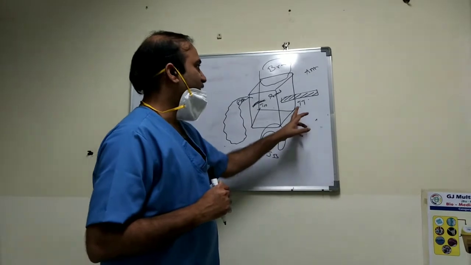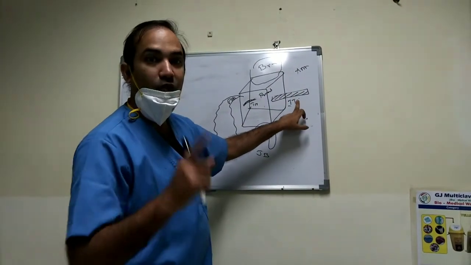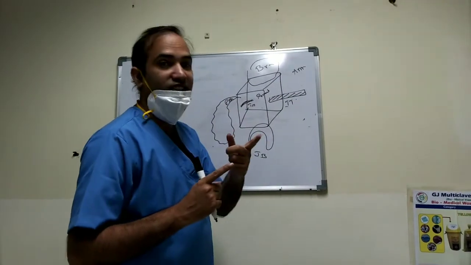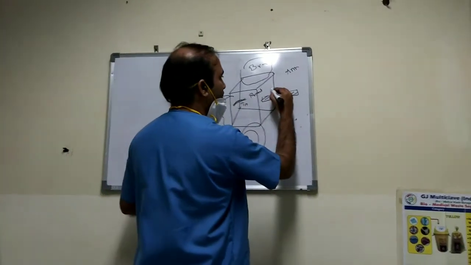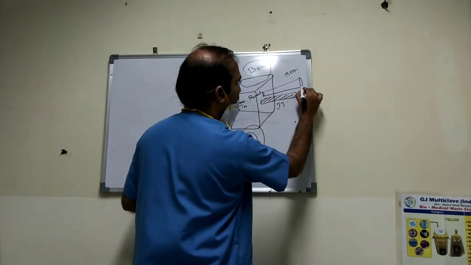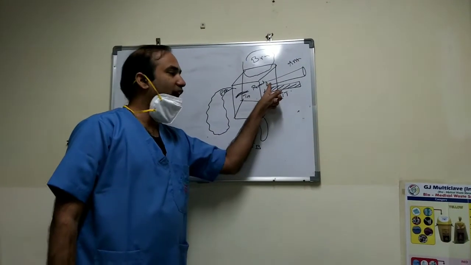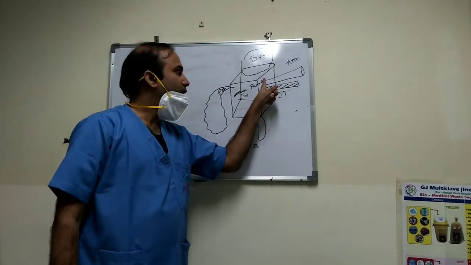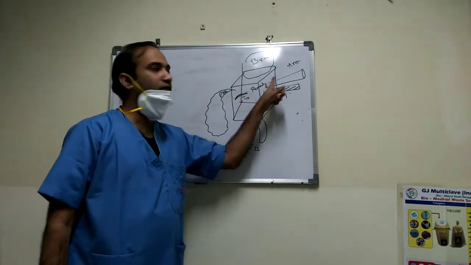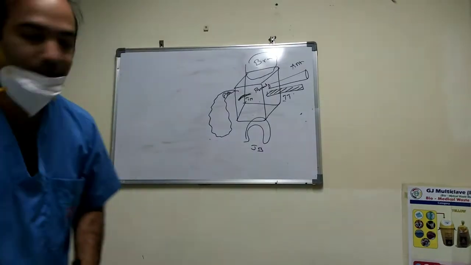Apart from the tensor tympani muscle, one more structure you have anteriorly, that is nothing but our present topic, the Eustachian tube. So this is our topic. From the anterior wall of the middle ear, where it goes and where it ends is what I am concerned with.